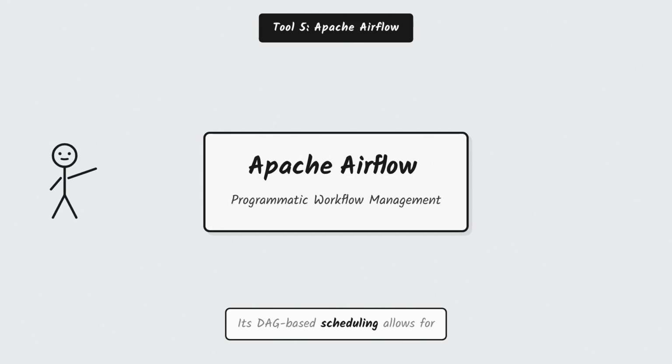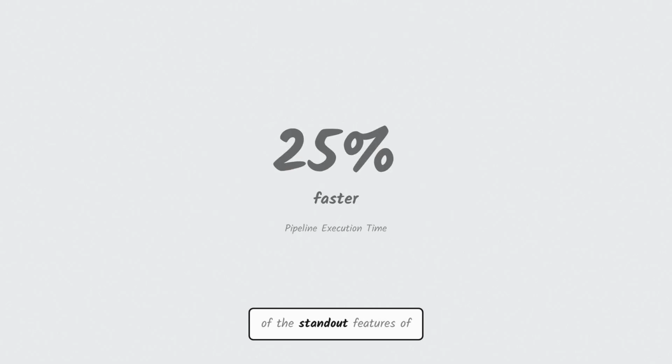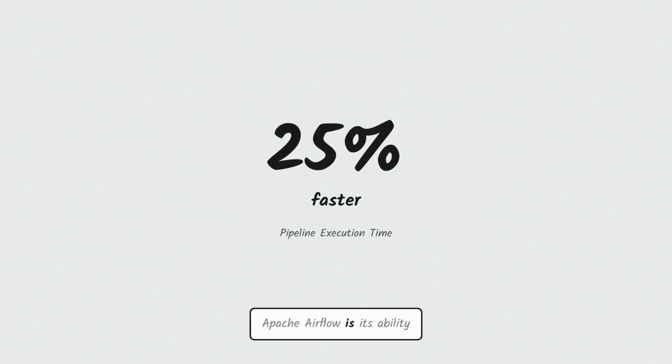Its DAG-based scheduling allows for complex dependencies, making it easier to manage intricate workflows. One of the standout features of Apache Airflow is its ability to execute parallel tasks, significantly cutting down pipeline execution time by 25%. This efficiency boost is crucial for data engineering teams.